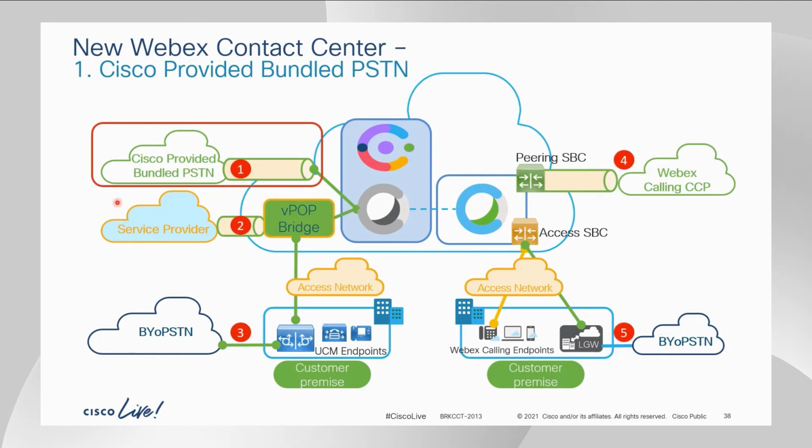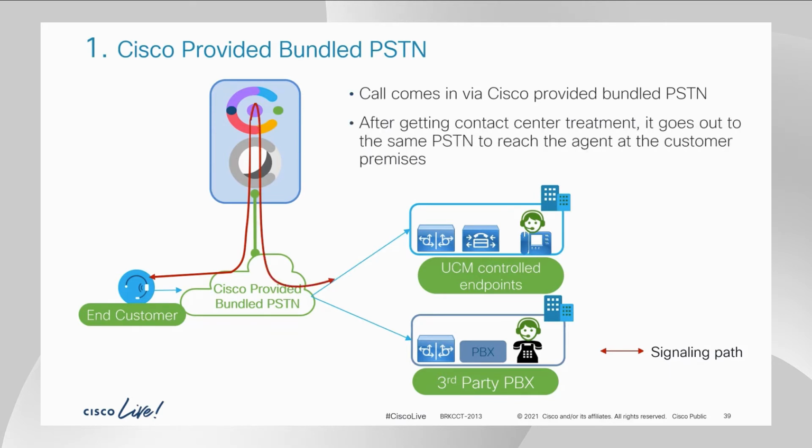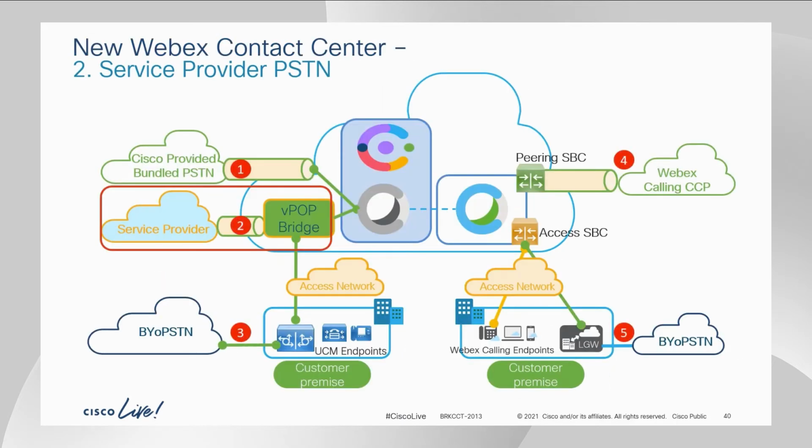We will begin with the Cisco provided bundle PSTN option. In this option, the call comes in via this PSTN, gets to the contact center, and gets the IVR treatment. Once the agent is available, it uses the same PSTN to get to the agent. This agent could be a cell phone, or it could be behind a PBX. So this is what we call the Cisco provided bundle PSTN option for the new Webex Contact Center. This is option 1.